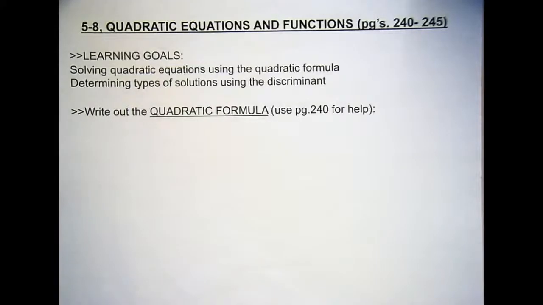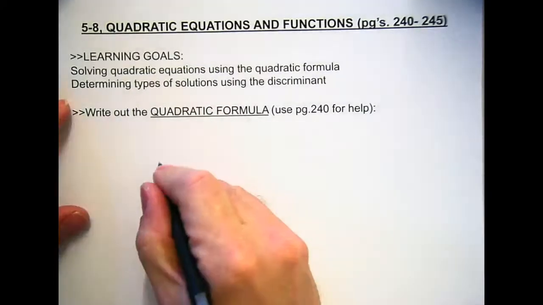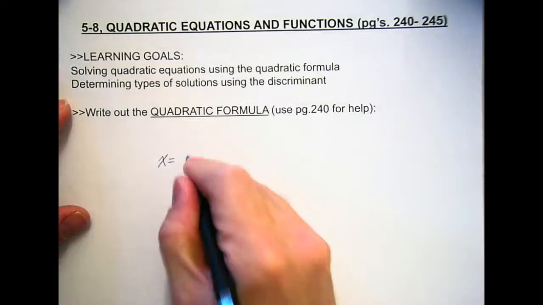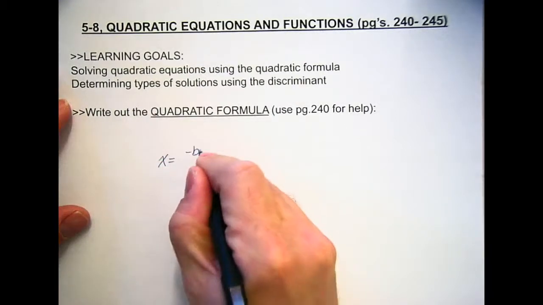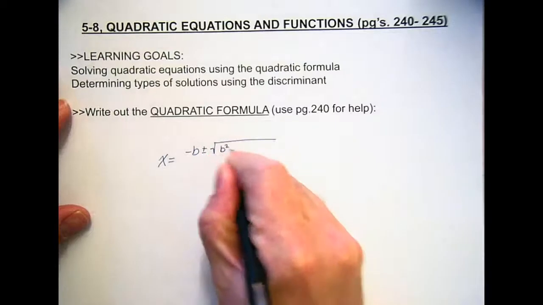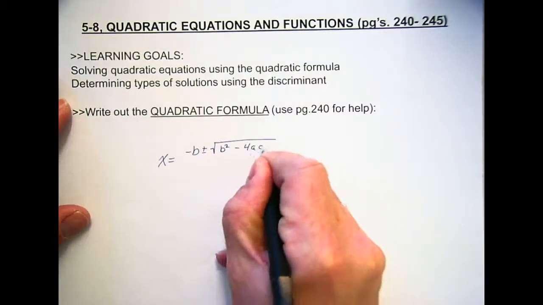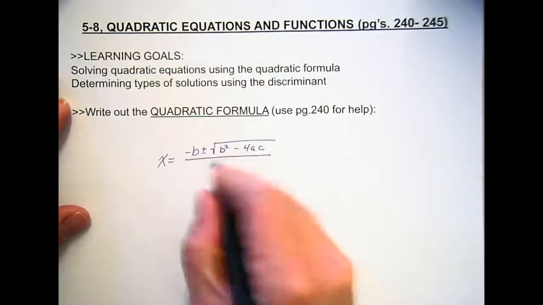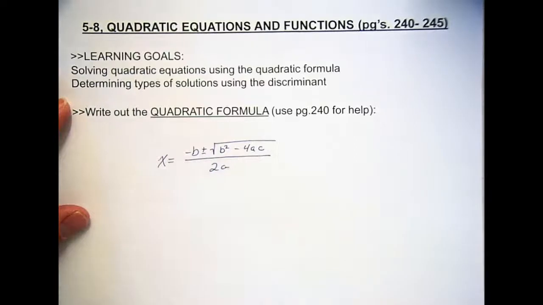Quadratic formula, volunteer. Yes, Hannah? Negative b plus or minus square root of b squared minus 4ac, right? Opposite of b plus or minus square root of b squared minus 4ac all over 2a.